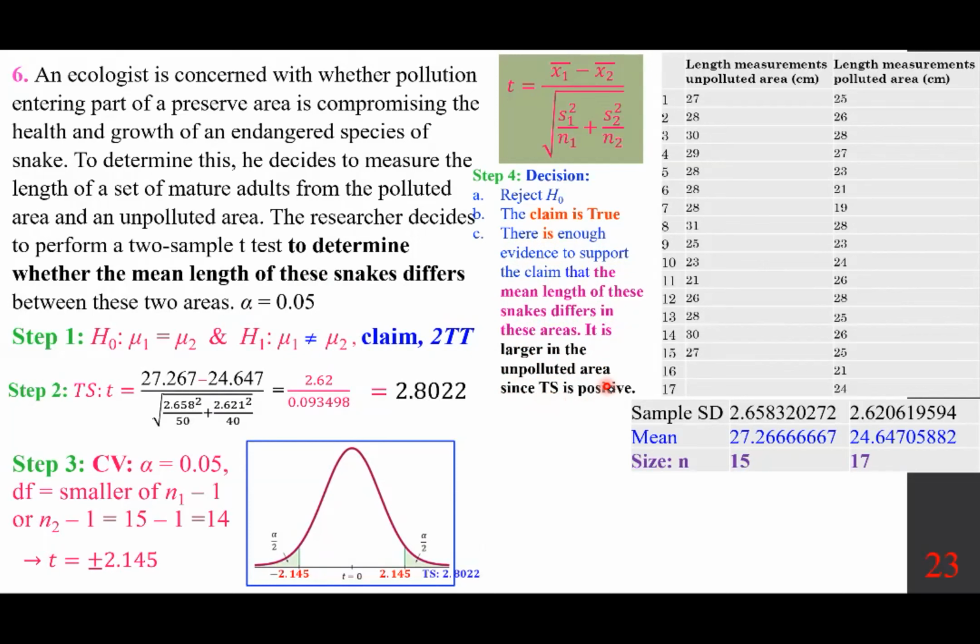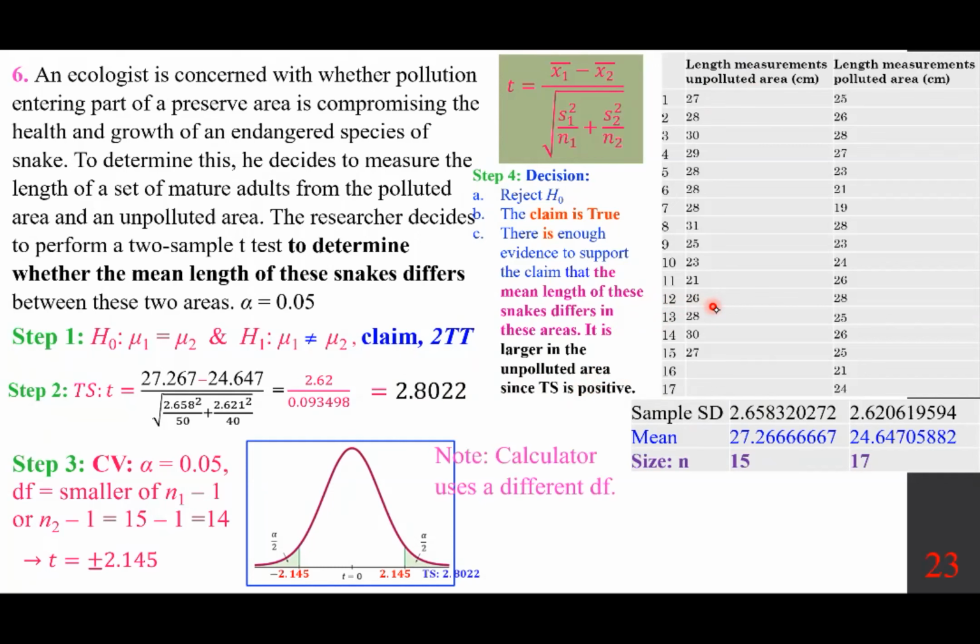There are a couple of ways to see that. We were looking at the difference between the two. This is positive. Also, if you look at the mean, you see the mean on the average is larger for the unpolluted area. So after you make this decision that you reject H0, you can see that it's larger in the unpolluted area. And that shows how effective this thing is.